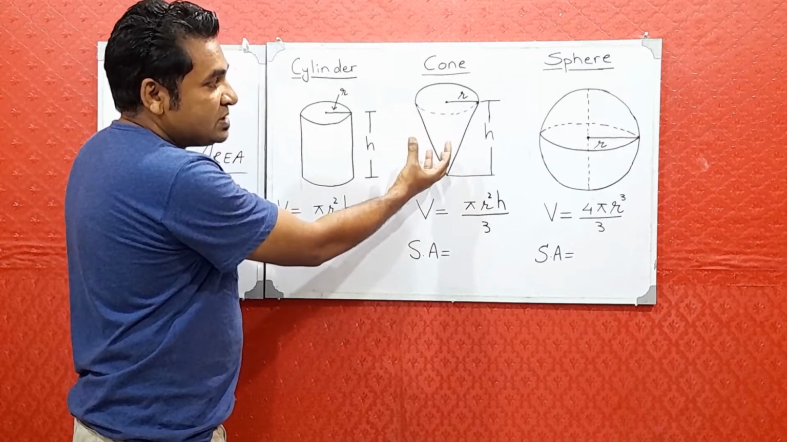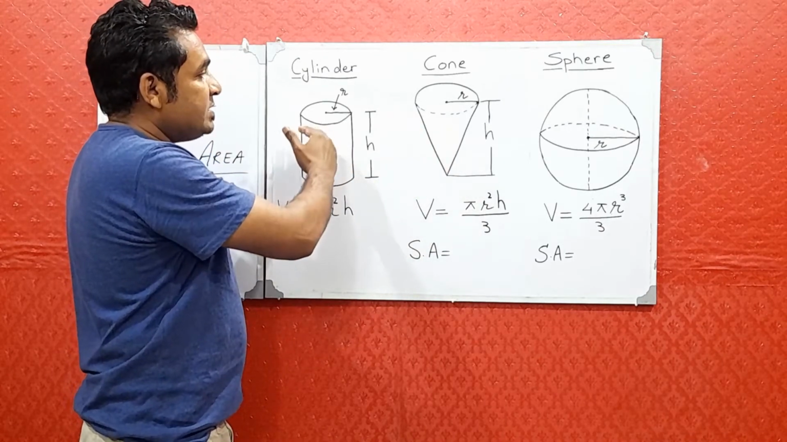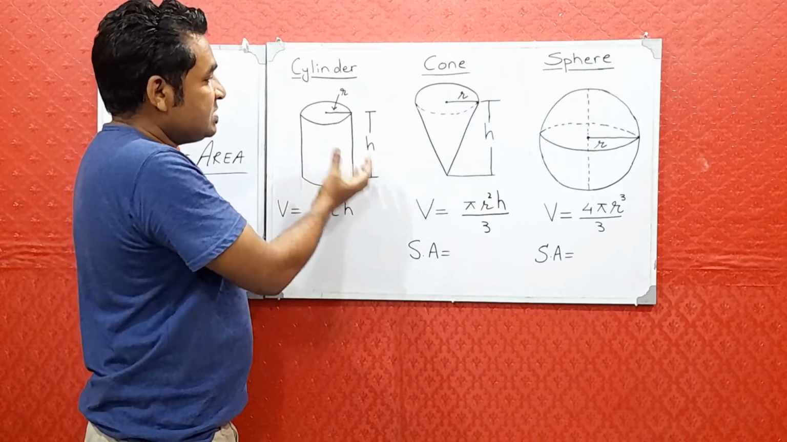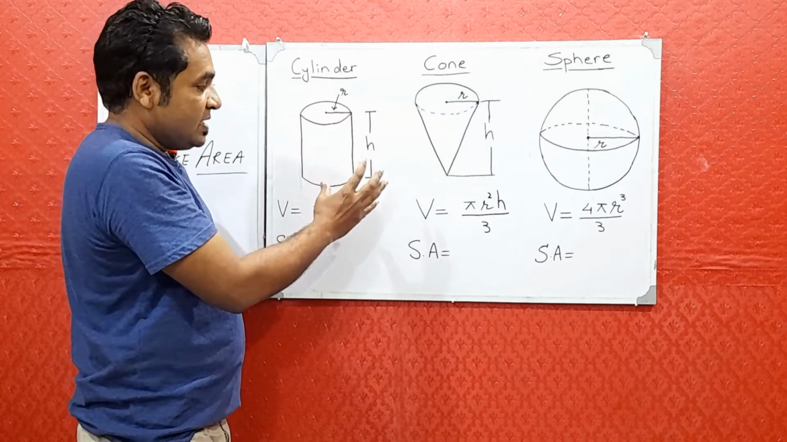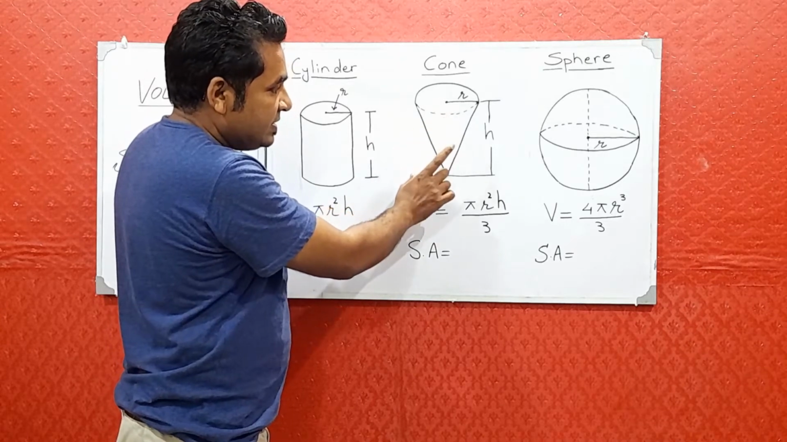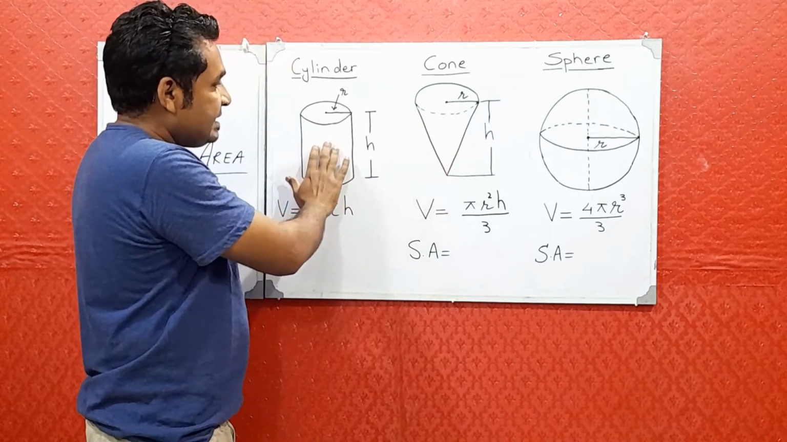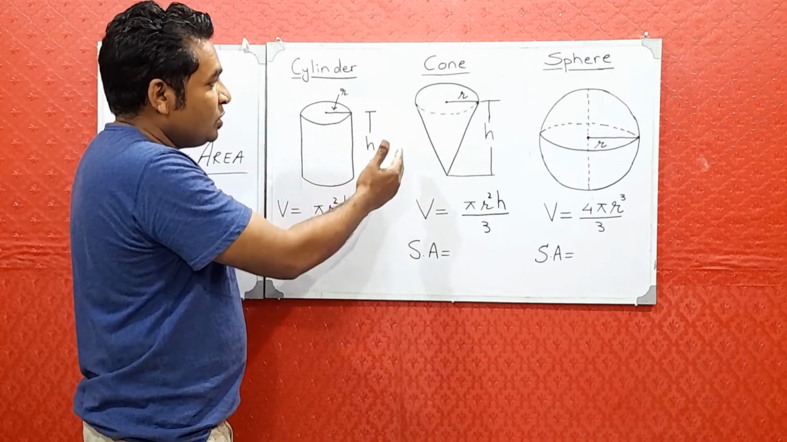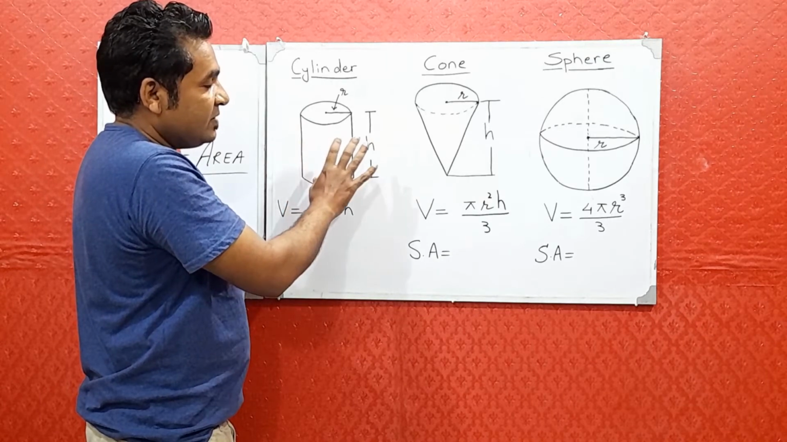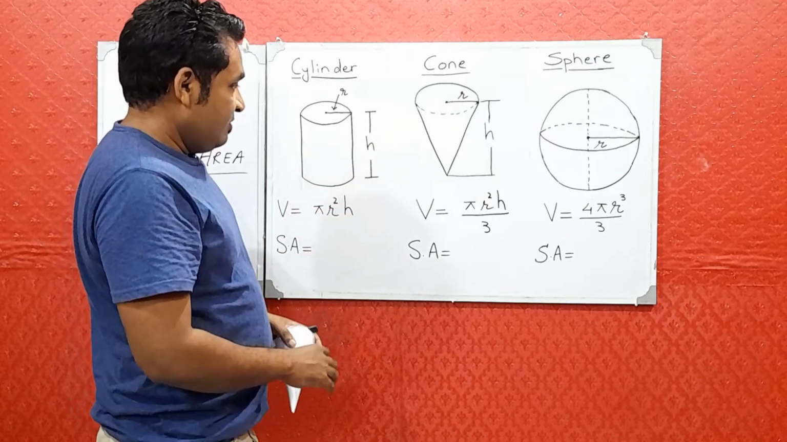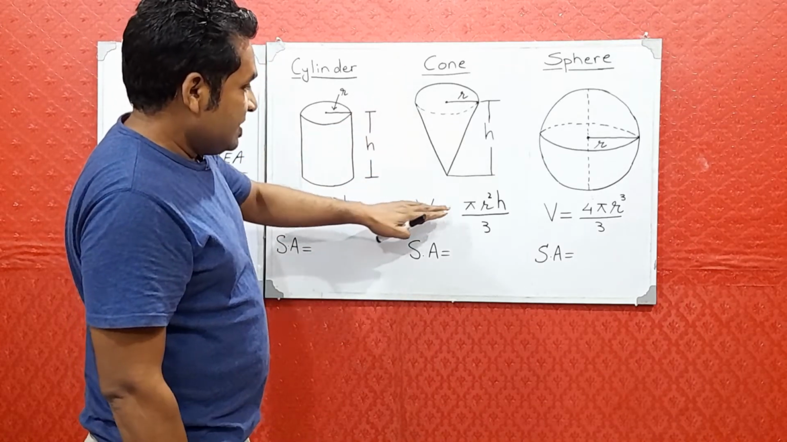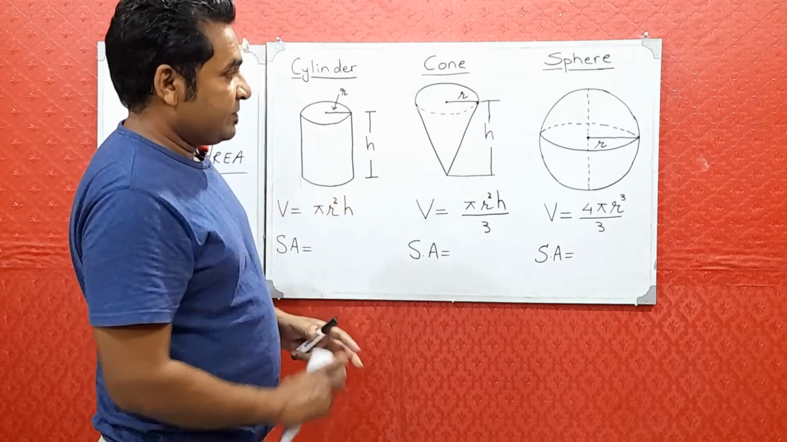So it means 3 cones make 1 cylinder, or when 1 cylinder is cut in the form of a cone, then we can get 3 cones out of 1 cylinder of the same size. Getting my point, 3 similar cones make 1 cylinder, and when 1 cylinder is cut in the form of cones, we can get 3 similar cones. In this way we can explain it. So the volume of a cone is the volume of the cylinder divided by 3.